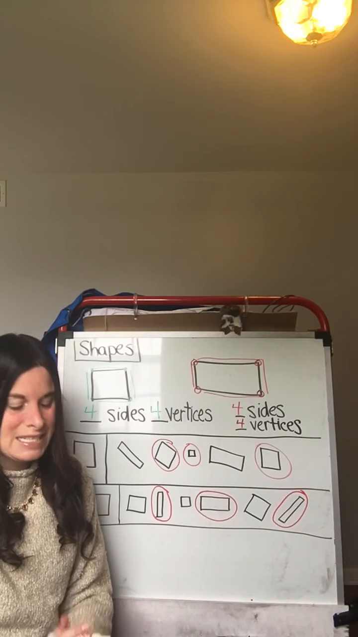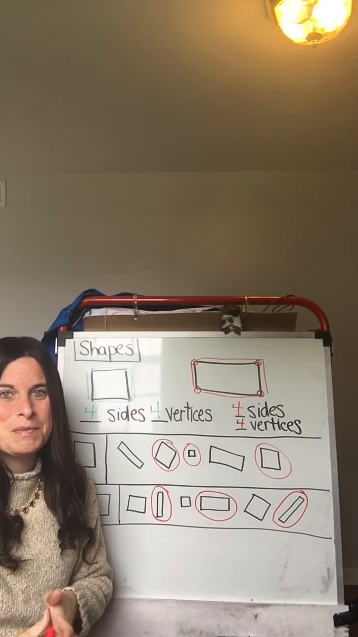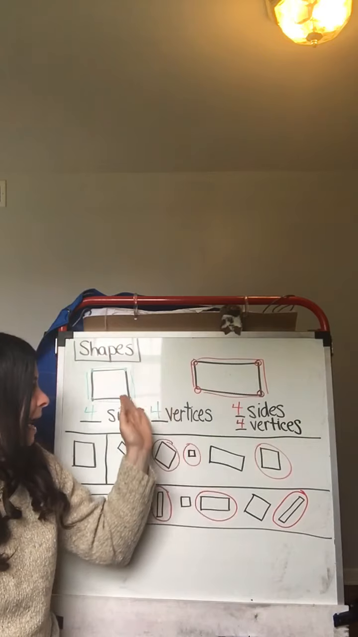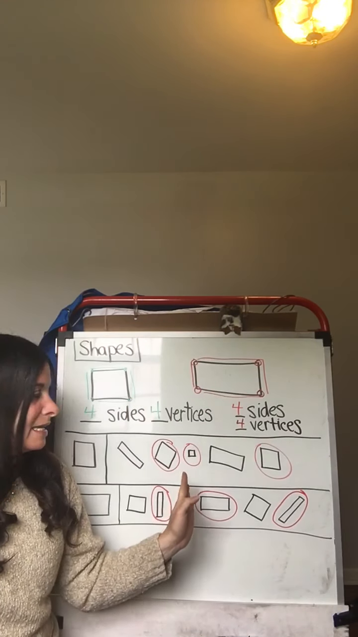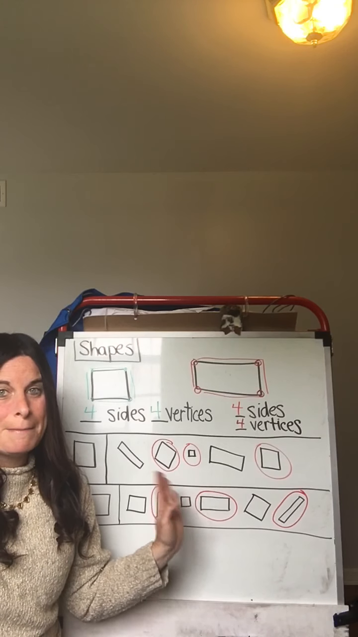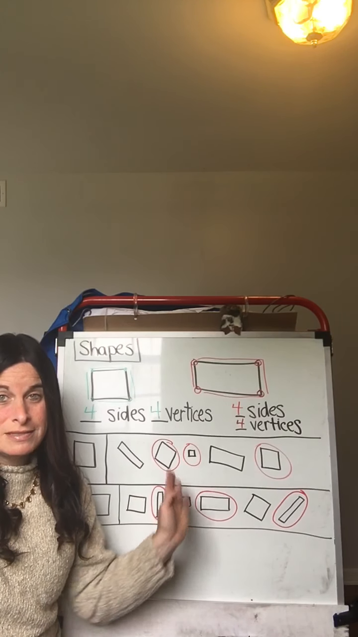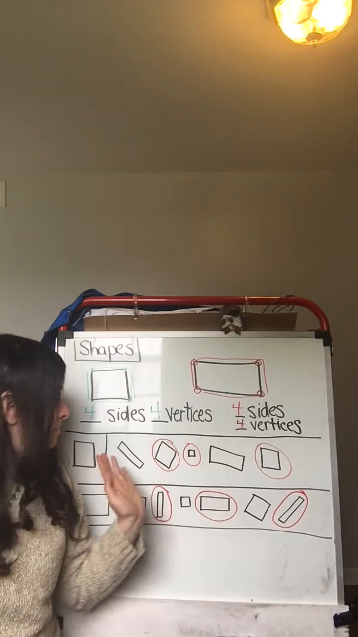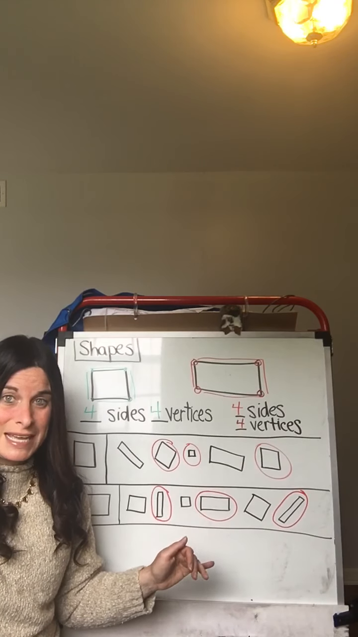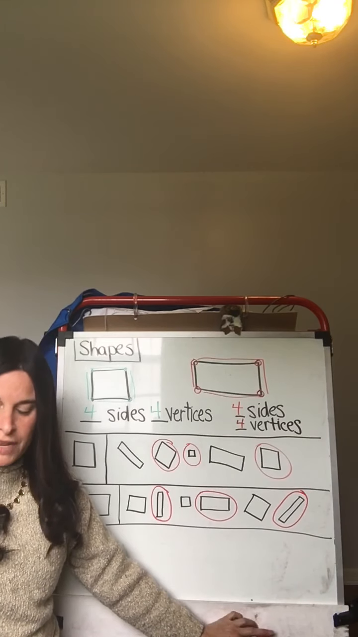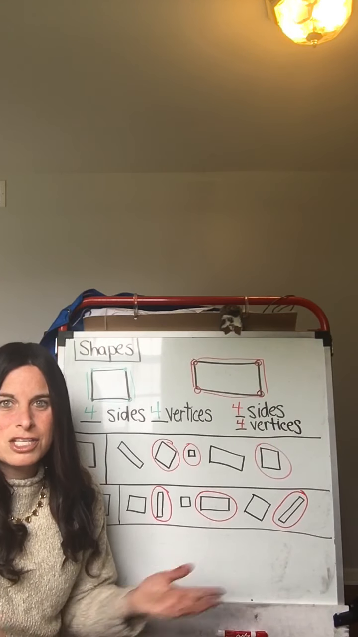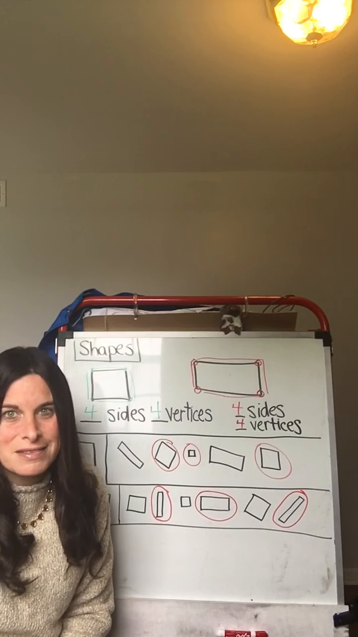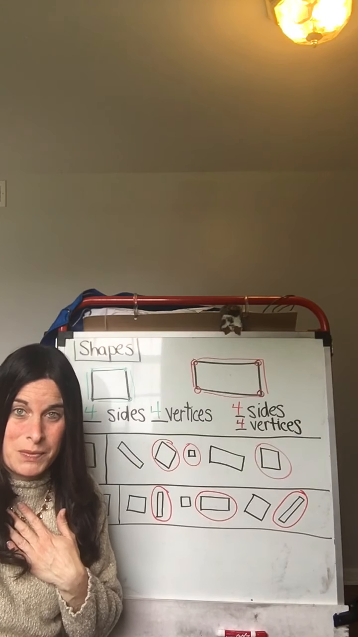Great job, guys. Attached to this lesson will be a sheet where you can fill out how many sides and how many vertices the shapes have, and seeing if you can find matches, squares and squares, right? Rectangles match to rectangles. I also thought of something else fun that you could do, is to maybe go on a shape hunt in your house. I decided to go on one.